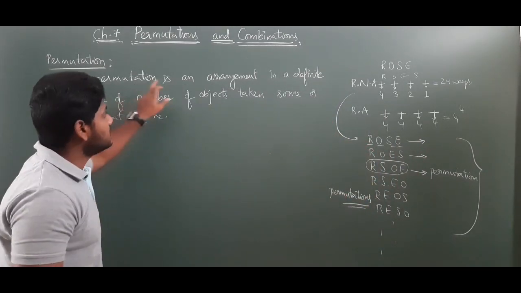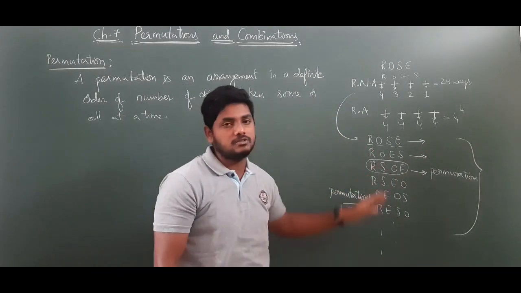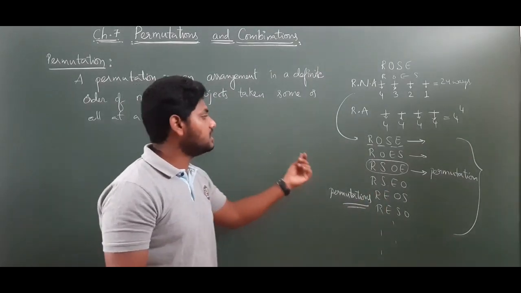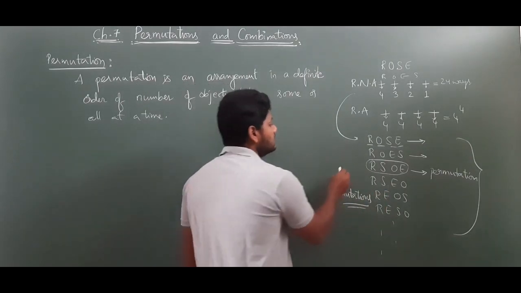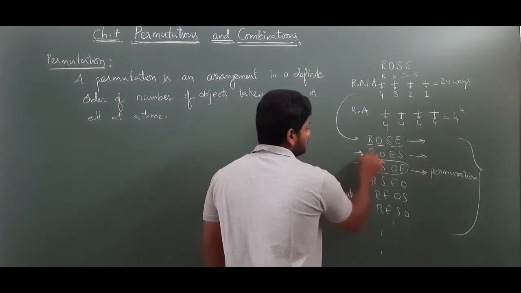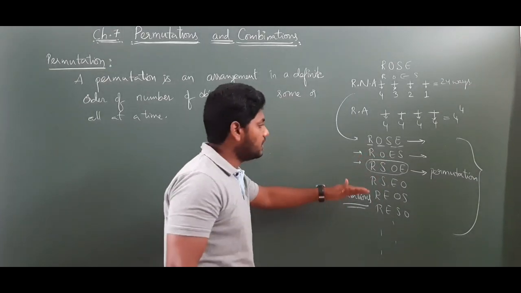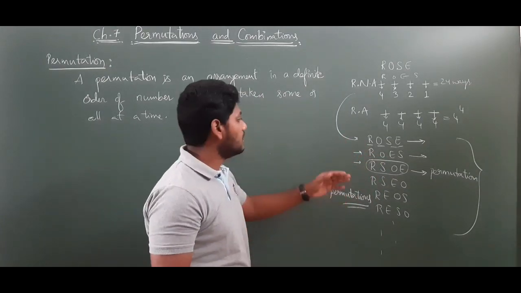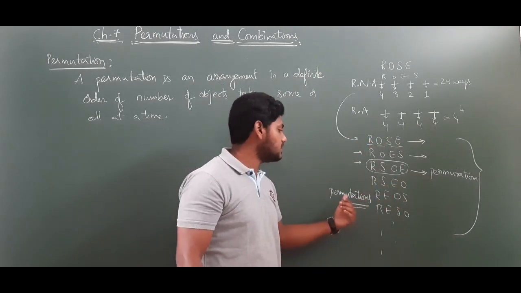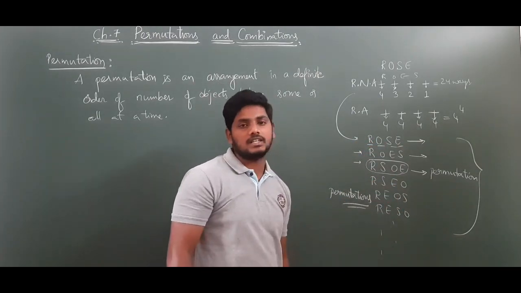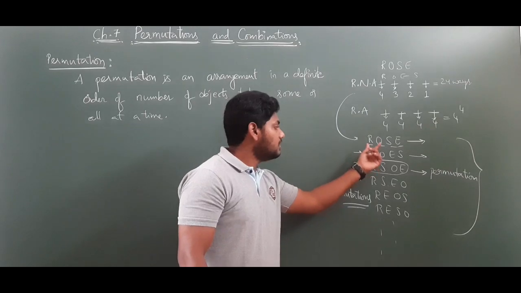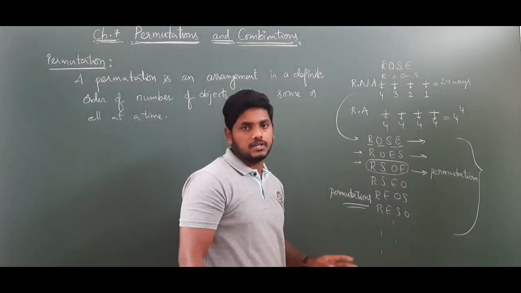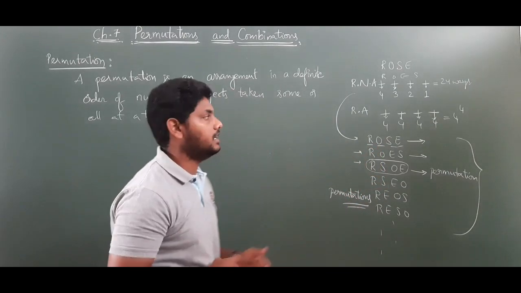So a permutation is an arrangement. It is an arrangement in a definite order. Why? Because here the order is different. If the order is different, these two are different. So there are different types of permutations. Combining all permutations we will consider as permutations, and individually we consider each as a permutation. This is when we have taken all at a time.